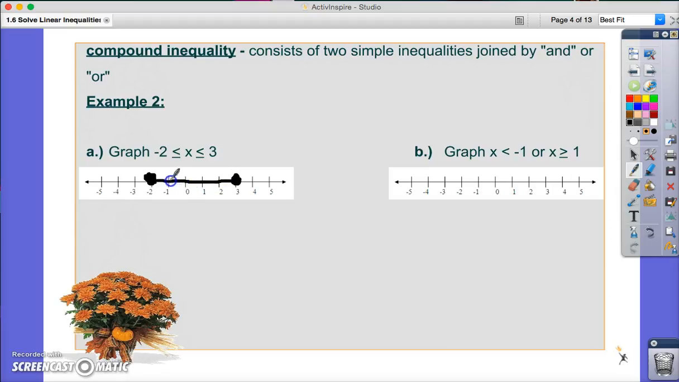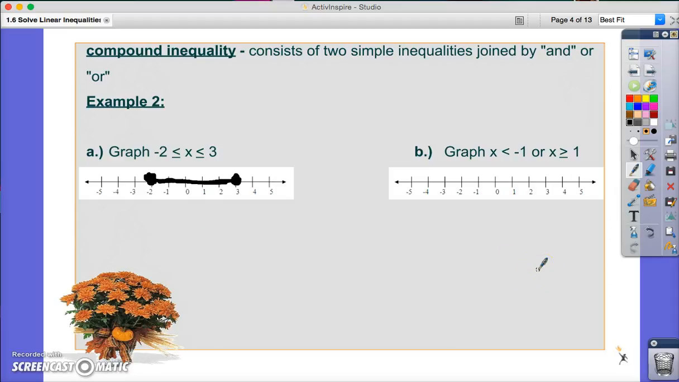The numbers get smaller. What you're going to see with an and compound inequality is it's usually inclusive of a whole bunch of numbers. I think of the -2 and the 3 as the endpoints. So here's our graph for an and, where you shade in the center. Any questions? Just pause the video or ask me in class.